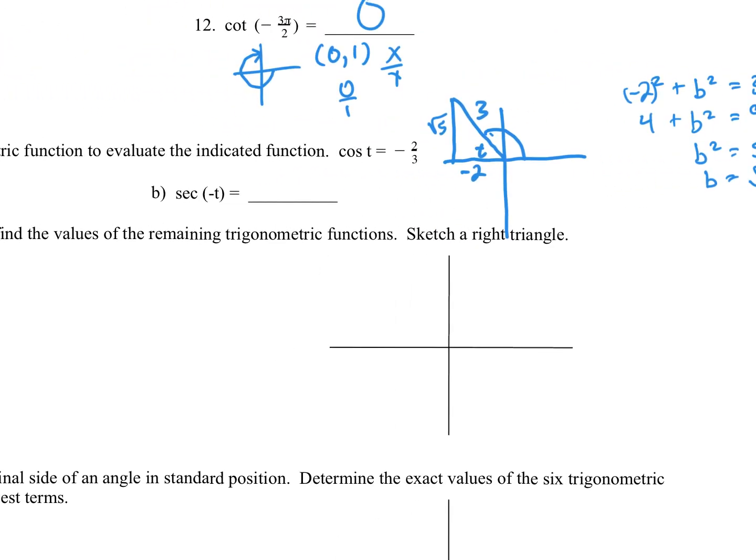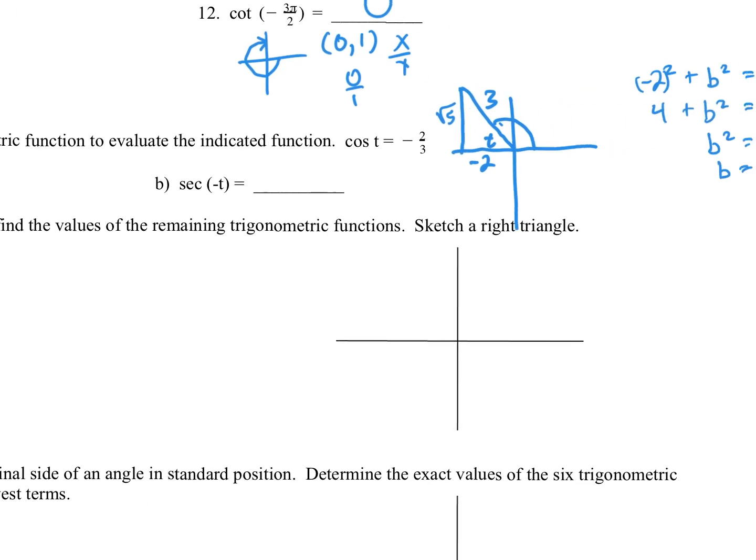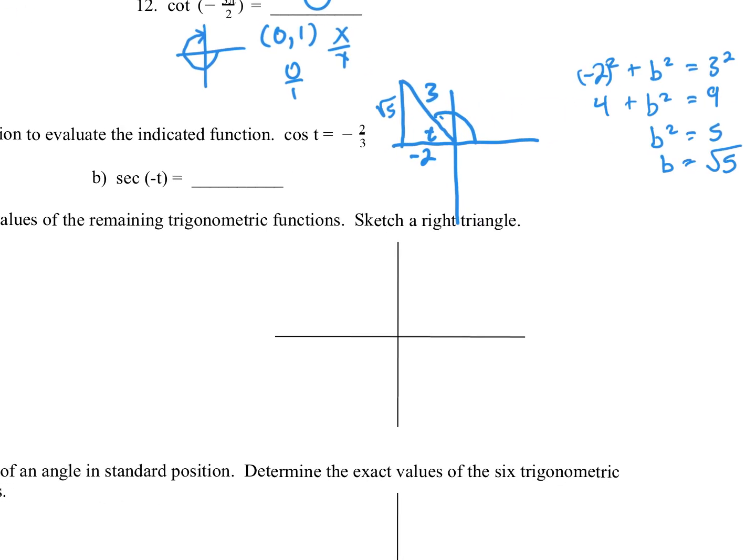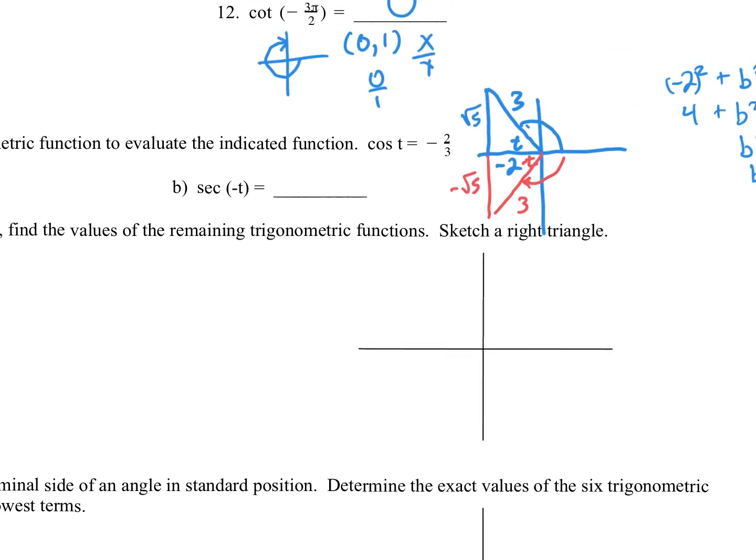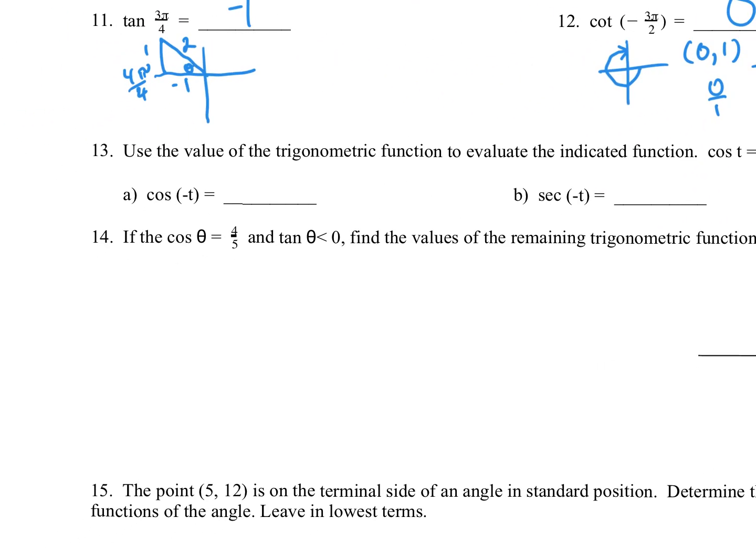But then they want negative t. So then the negative t is just the mirrored version of it, which is just this. This is negative t because it's just going this way. But then this makes this negative root 5, and this is 3. So we'll see what they want from negative t. They want the cosine of negative t. The cosine is then just negative 2 over 3. So that's negative 2/3. And the secant is the inverse of cosine. So that is negative 3/2.